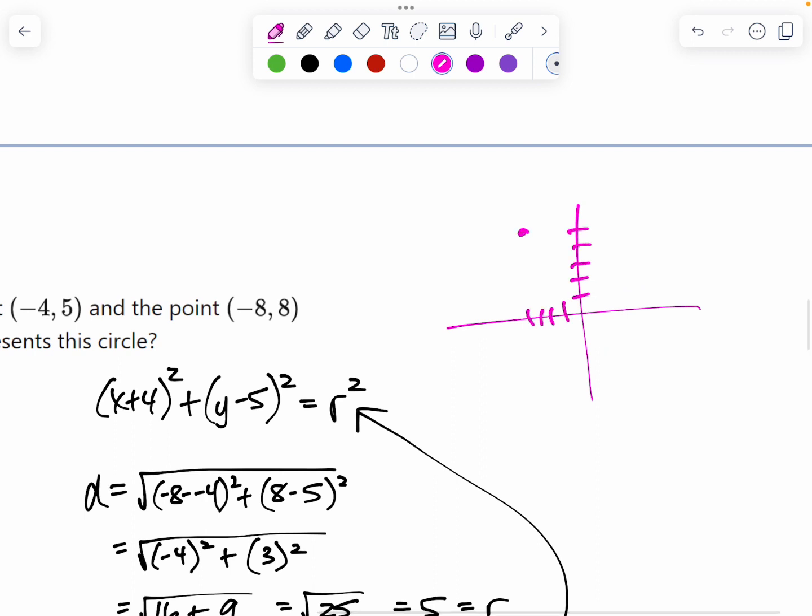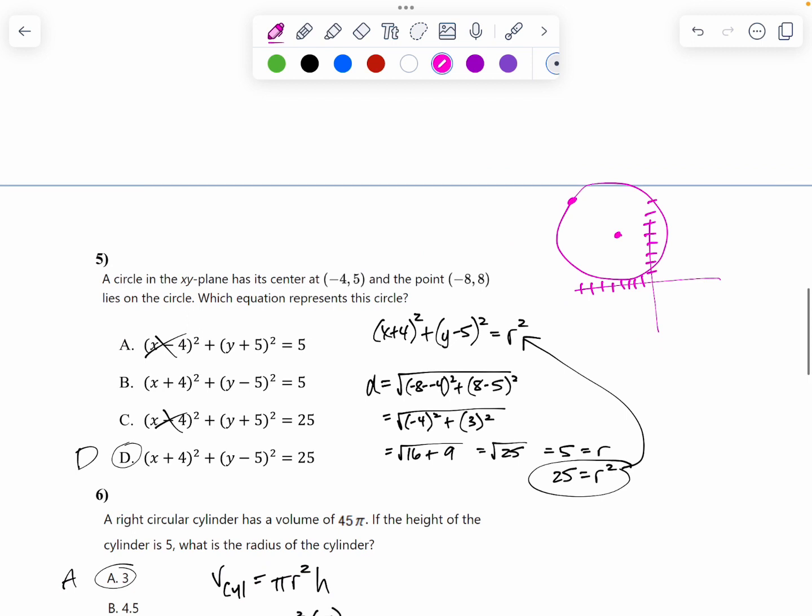This is the center of the circle. And it says that -8, 8, 5, 6, 7, 8, 6, 7, 8. This is on the circle. So it looks like the circle looks something like that, okay? And we have to figure out what the radius is.